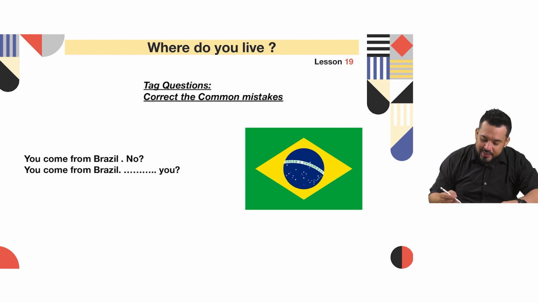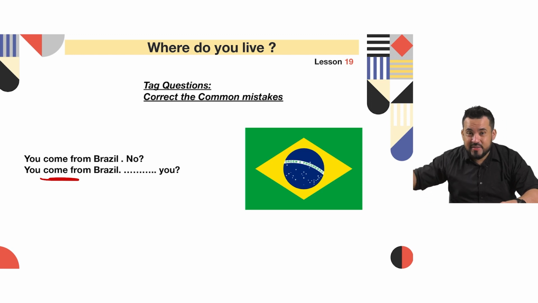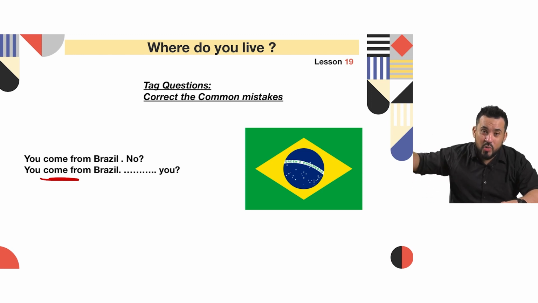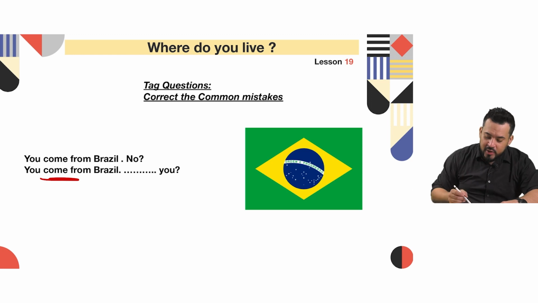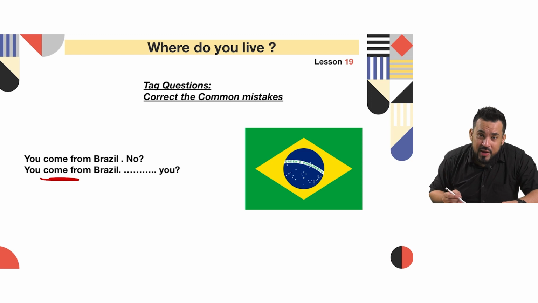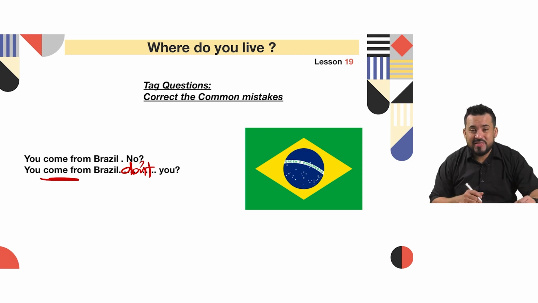You come from Brazil. "Come" is a verb. So there is an auxiliary that is used when we make a question using a verb, and that is "do." "Come" is present simple, so we use "do." If it was "came," we would use "did." So if the auxiliary is "do" and this is a positive statement, then the question tag will be negative. So: don't you. You come from Brazil, don't you?